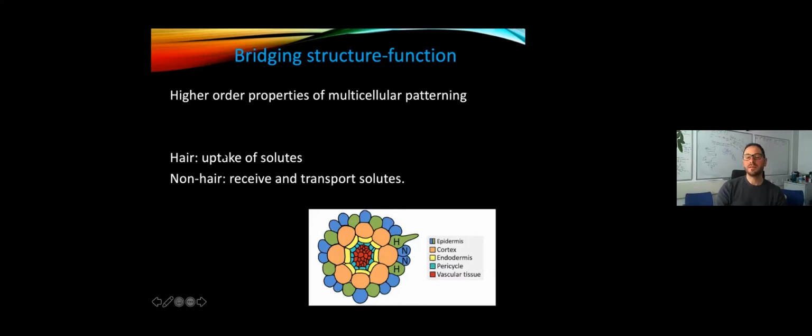Well, it's a division of labor. The hair cells, which are involved in the uptake of solutes, are busy taking up molecules from the soil. That's their function. Next to them are their neighboring cells, the non-hair cells, which receive these molecules from the hair cells, and their patterning has optimized them for longitudinal transport of solutes. So there's a division of labor of uptake and transport between the hair and the non-hair cells.